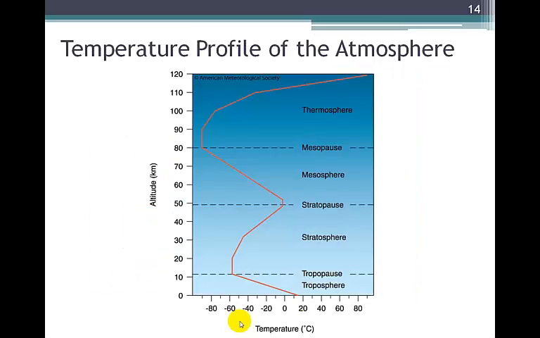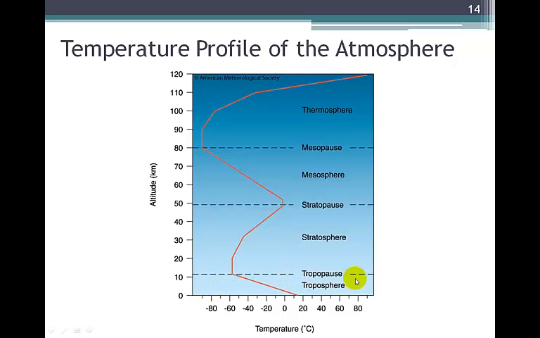Here is the temperature profile of the atmosphere. A very important diagram that has a lot of information for us. Notice that on the x-axis we have temperature, in this case degrees Celsius. And up on the y-axis we have altitude in kilometers. So as we go higher up in the atmosphere, we can see what temperature is doing. And you can see the red line shows the trend of temperature through the atmosphere. And based on the different things that are happening with temperature, we can break the atmosphere into different layers.